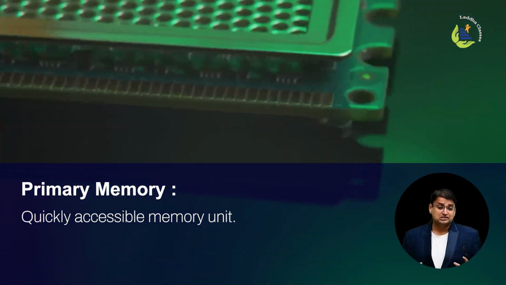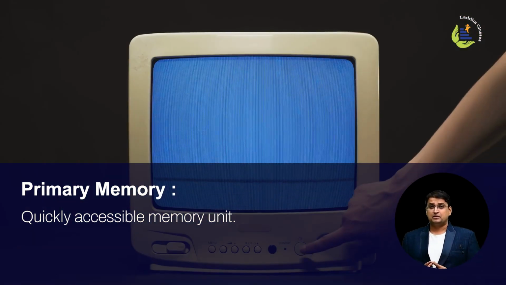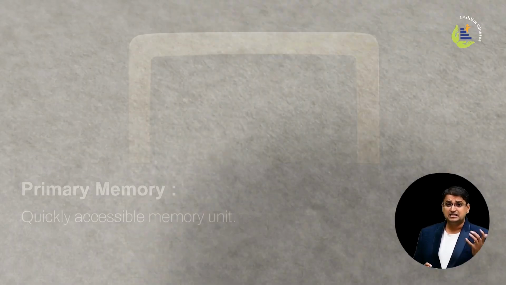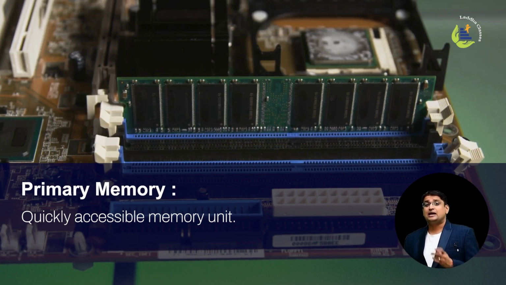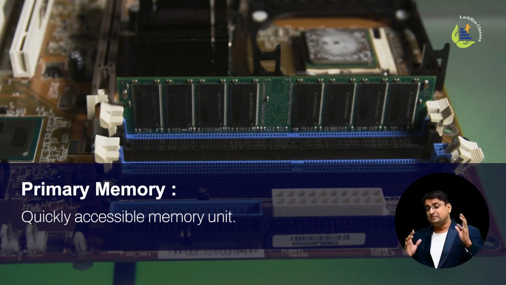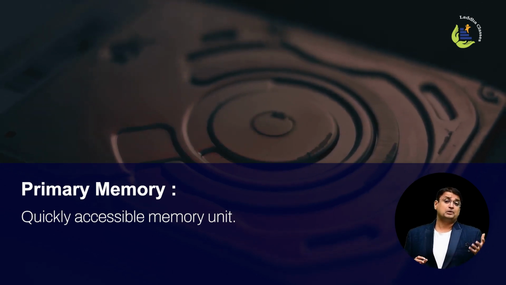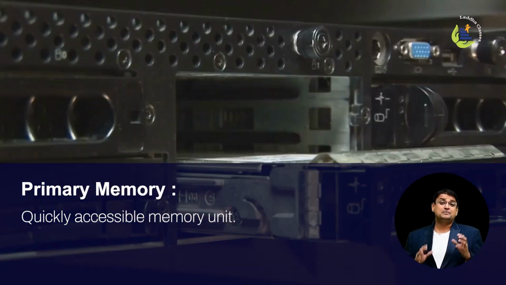Primary memory is temporary and volatile. It means that if the computer is turned off, the data is permanently erased. As a result, it cannot store data for an extended period of time. In order to prevent data loss, the primary memory sends the data to the computer's secondary memory.